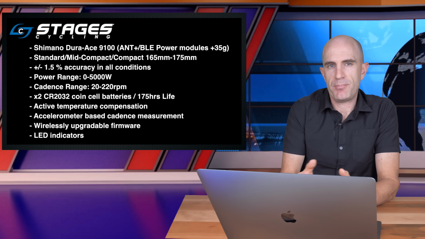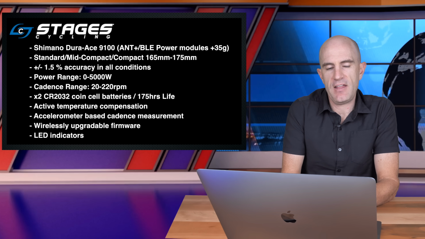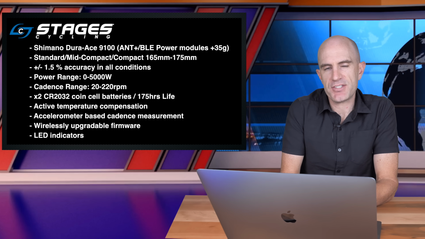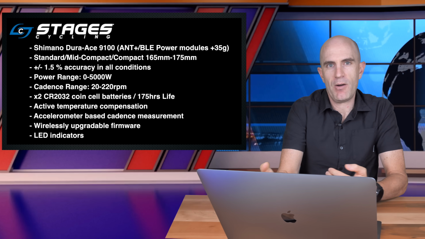The notable updates from the previous generation Stages units, the Gen 1 and Gen 2 units, are the upgraded accelerometer and the addition of a gyroscope for cadence measurement, and the upgraded BLE and ANT+ radios for 6 times the power or the distance.